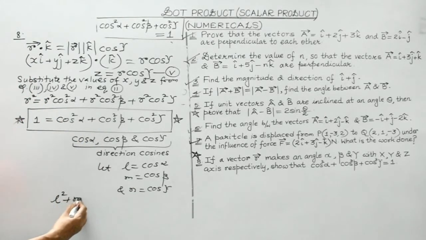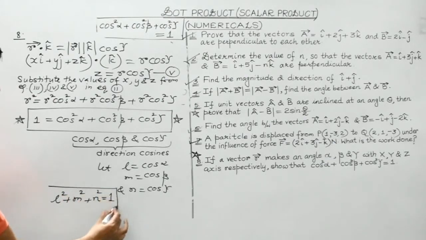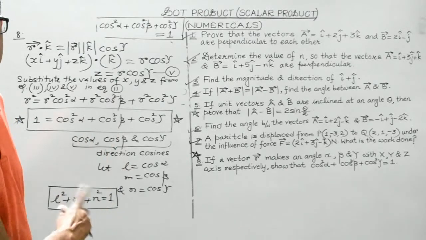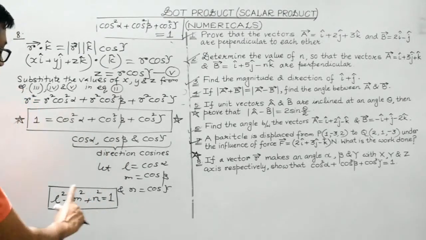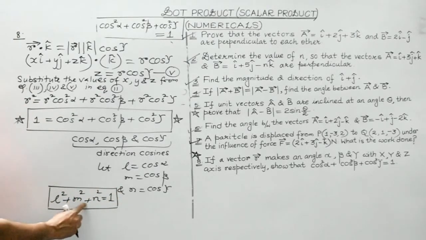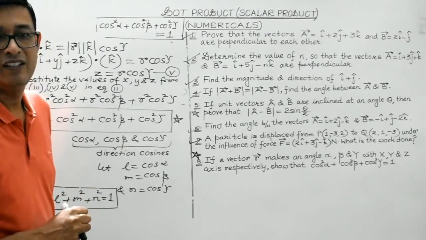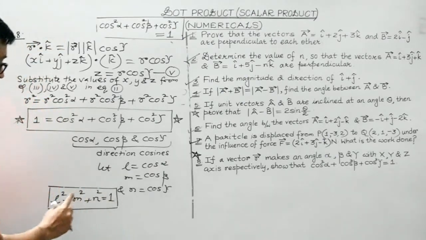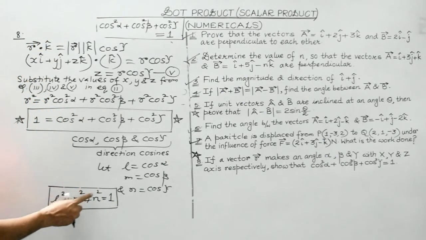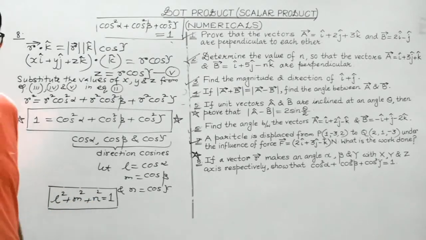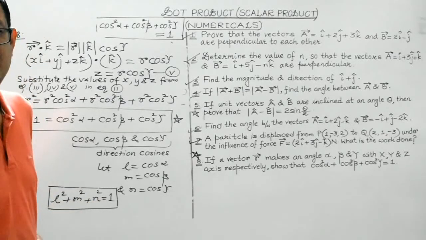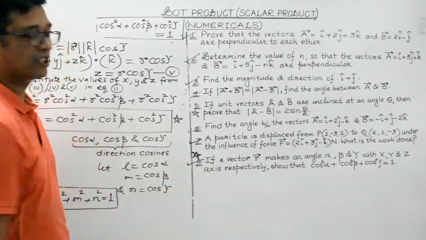l square plus m square plus n square is equal to 1. So this is again a very, very important result, students. Please do remember this conclusion, right? So how will you conclude? The sum of the squares of the direction cosines is always equal to unity, that is 1. Again repeat, students. The sum of the squares of the direction cosines is always equal to 1. So this was a very, very important question.